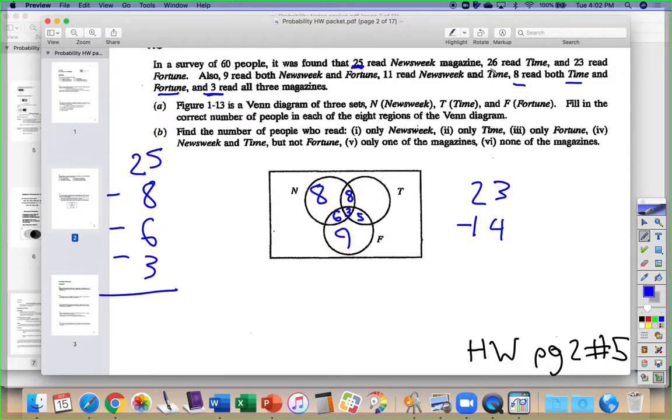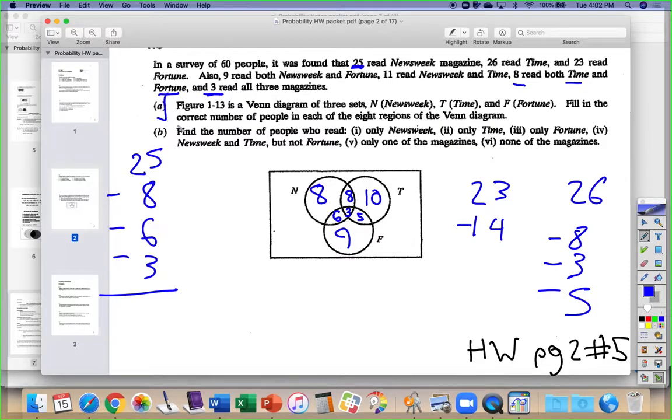And Time had a total of 26. 26, take away 8, take away 3, take away 5, because they are already in the Time circle. Everyone can only go one place, leaves me with 10. And now let's answer the question. Is a Venn diagram Newsweek, Time, and fill it out.